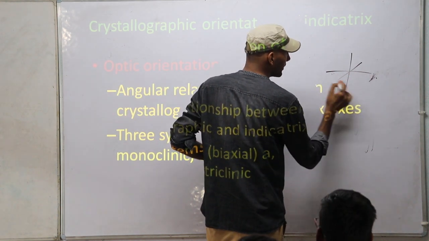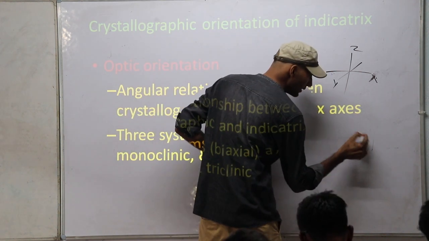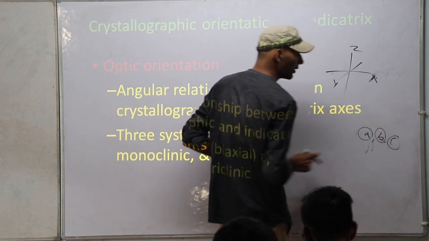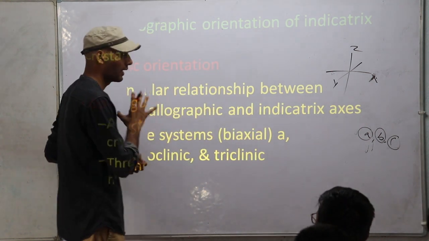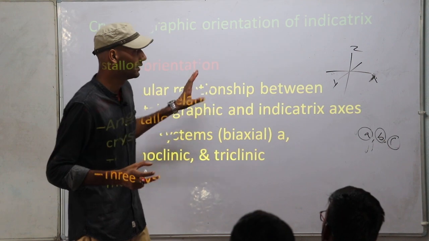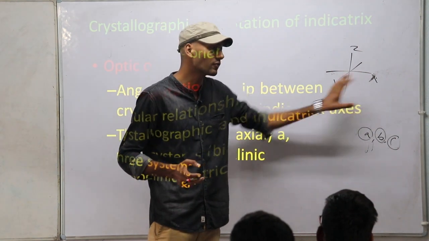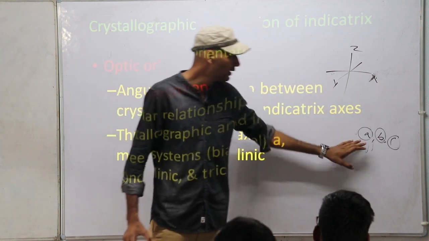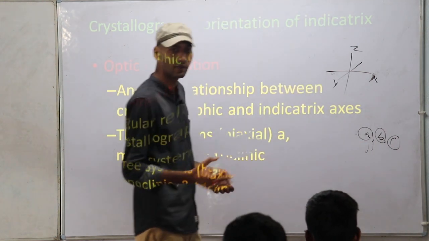X, Y and Z, and crystallographic axis, three axes: A, B, C. A is front to back, B is right to left, C is top to bottom. In different systems, talking about biaxial minerals, this optic orientation is only studied for biaxial minerals, because in uniaxial minerals, as I have already told in a previous video, the C coincides with the optic axis, so there are no three vibrations. Here three vibrations are there, X, Y, Z. That's why we are correlating the vibration axes X, Y, Z, or indicatrix axes, with crystallographic axes A, B, C. Now the axial relation of different systems differs.